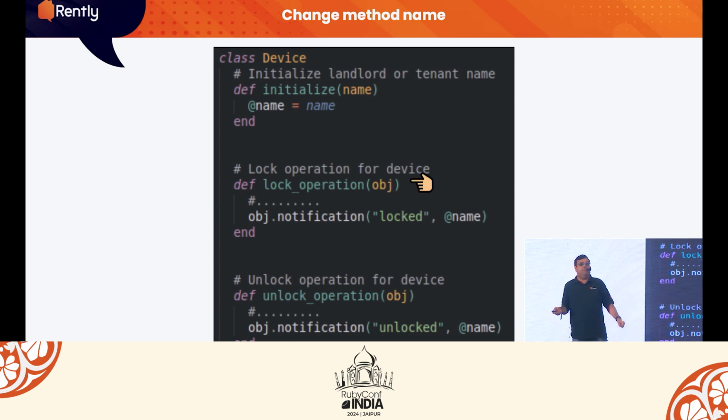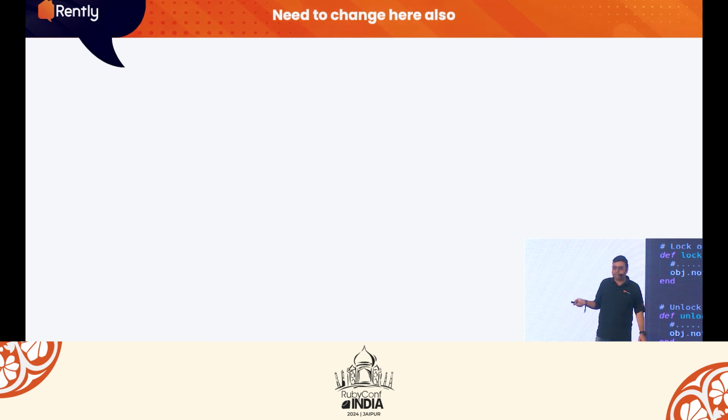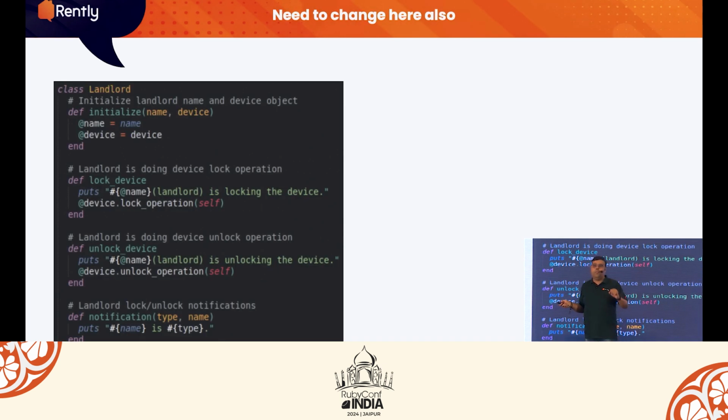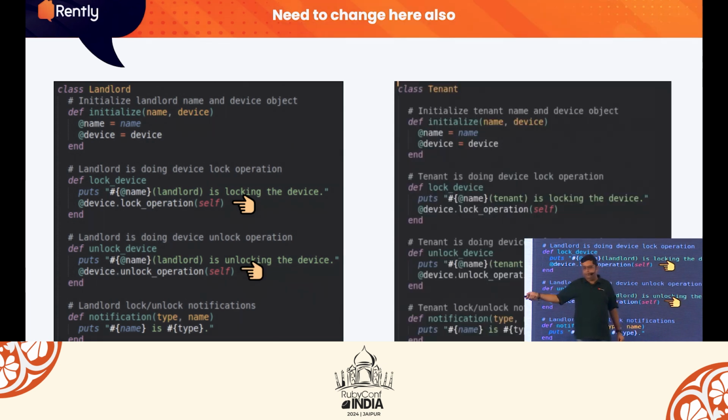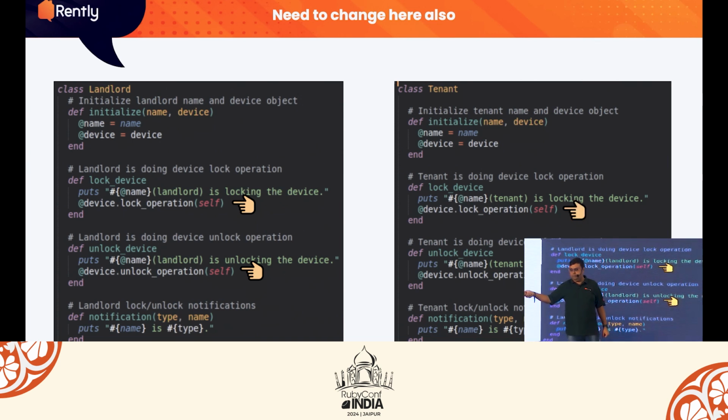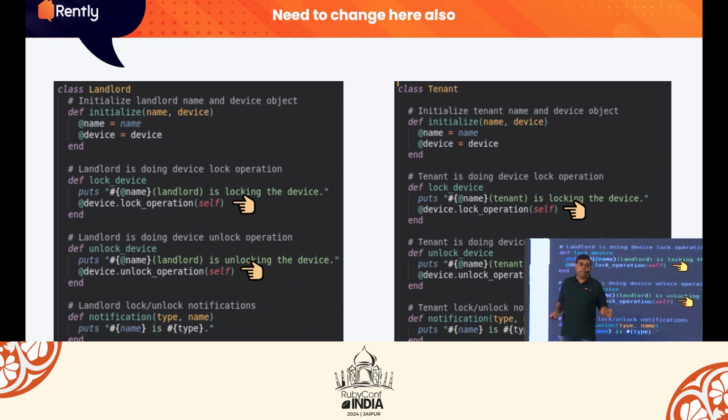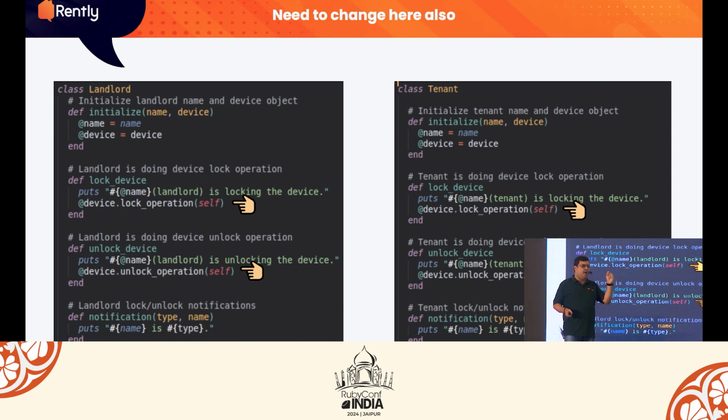And there is another method I change from unlock to unlock operation. Due to that, in landlord, I change the method lock to lock operation and unlock to unlock operation. Not only that, in the tenant class also, I change the method name from lock to lock operation and unlock to unlock operation.